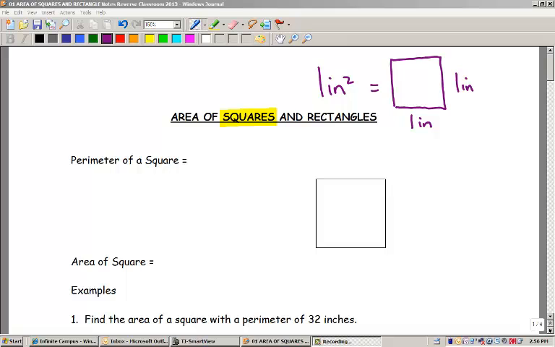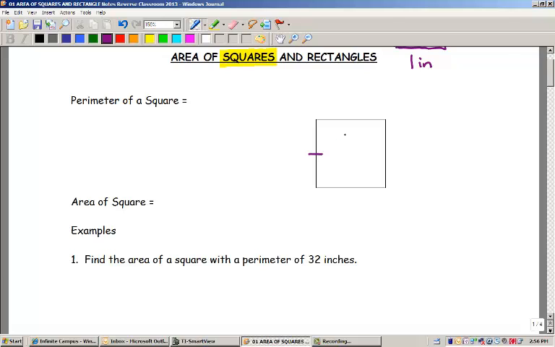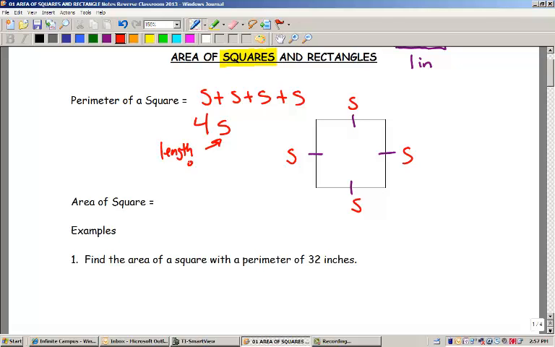So when we're talking about the perimeter of a square, or the area of the square, the first thing we need to remember is a square is a four-sided object in which each side is the same length. So I'm just going to say that we're going to call each side S. If I was going to find the perimeter of the square, what I'm looking at is the distance around my square. So I would just add all my sides together. So I got S plus S plus S plus S, or better known as 4S, where S will represent the length of a side.